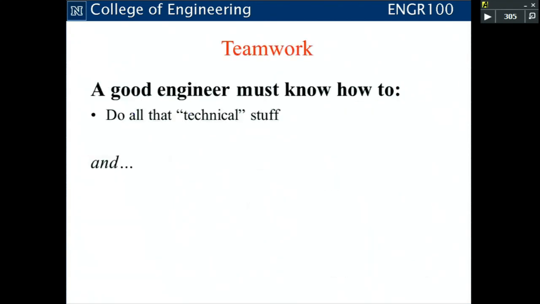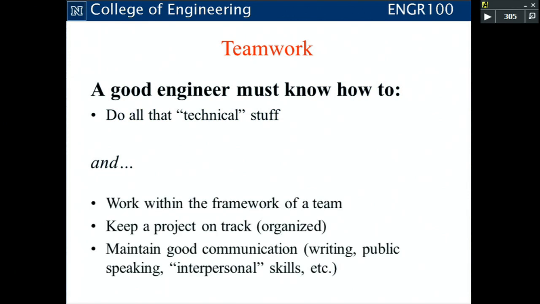So teamwork obviously involves the ability to do all that technical stuff, but it involves working in the framework of a team, being organized about what you're doing, and from your employer's point of view, that means keeping things on time and on schedule. The only way you can really have a hope of doing this is by mastering all these technical things, because that's where you figure out what you have to put on your planning list. And then finally, maintaining good communication in all aspects.